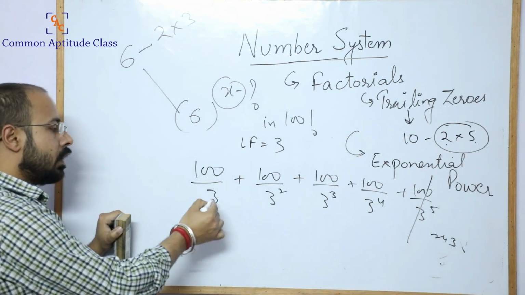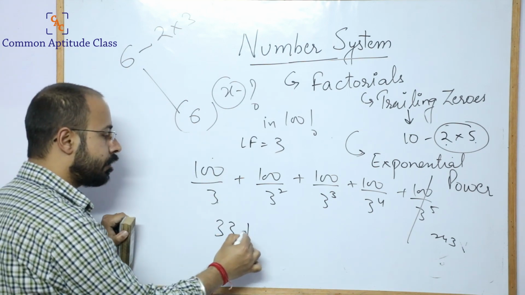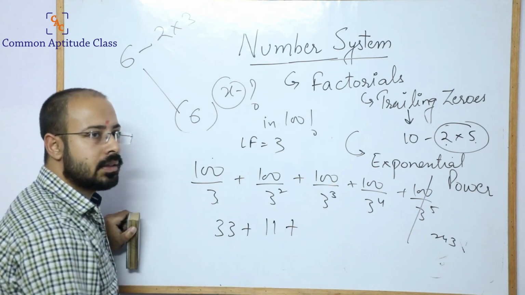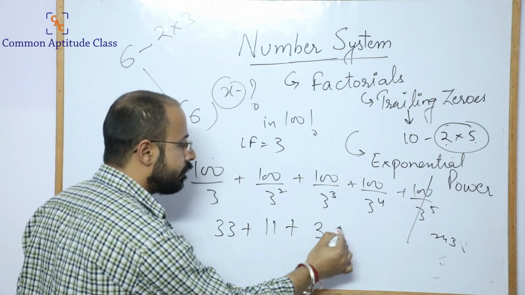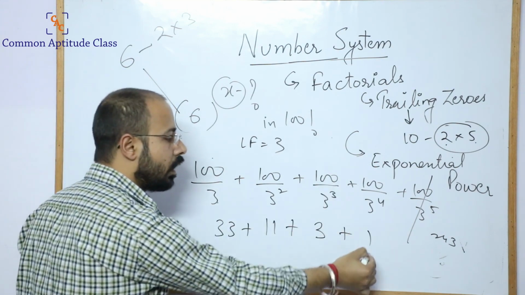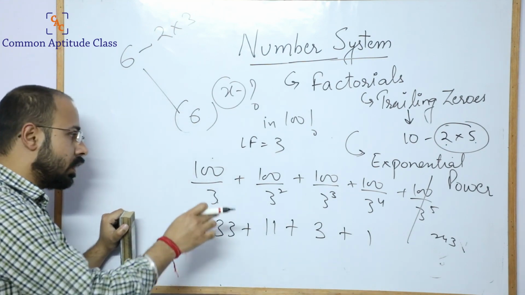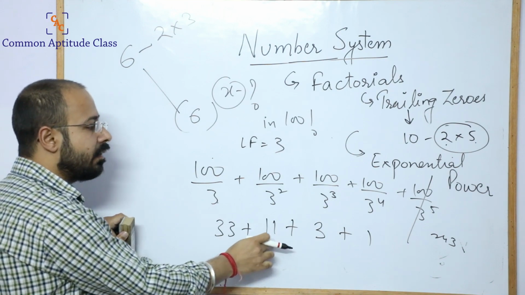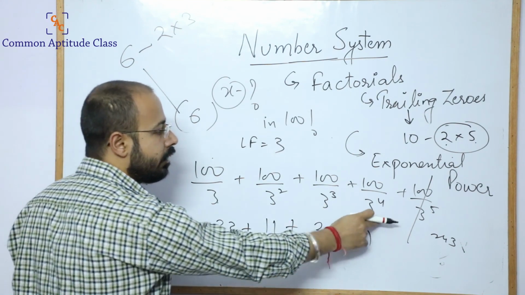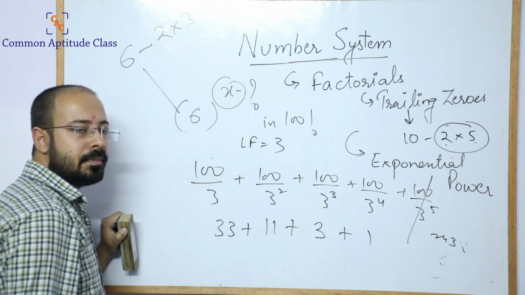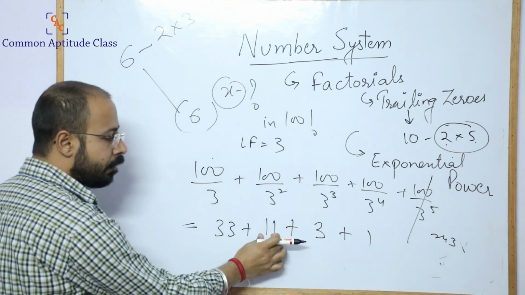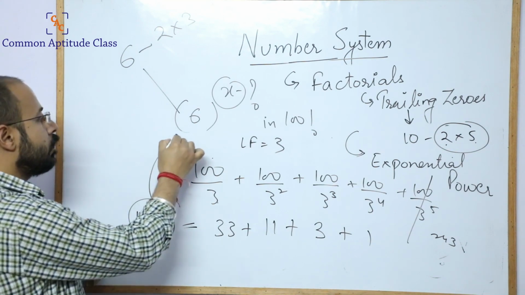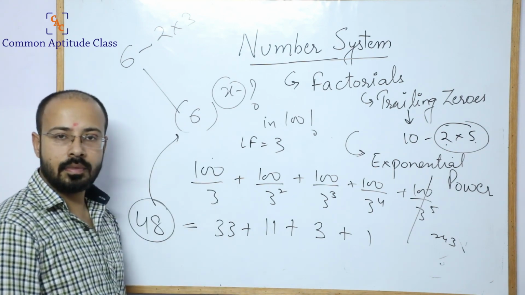So in this way, what is 33? This 11, this 3, this 1. How am I doing it so fast? Just go this way. 33 divided by 3 is 11. 11 divided by 3 is 3. 3 divided by 3 is 1. Because I am raising the denominator. So add it: 44 plus 4, that is 48. So 6 to the power 48 is the answer.